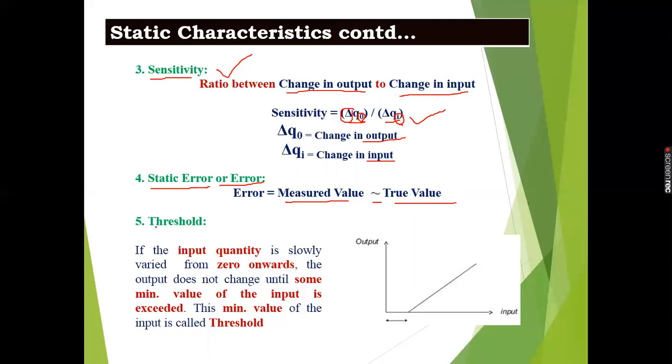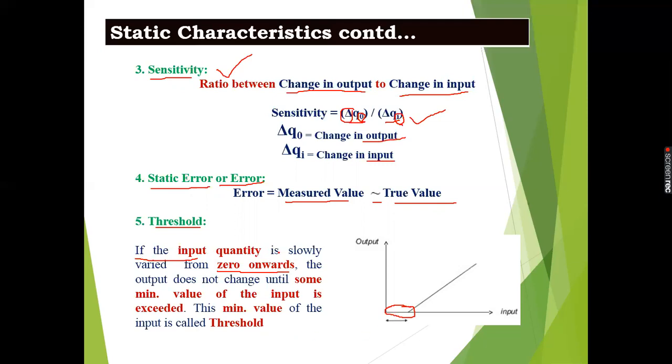Coming to the fifth one, threshold. It's a very important term in the static characteristics. What is meant by threshold? Whatever input we are giving to the instrument is slowly varying from 0 onwards. Normally, we give the input from the starting point, 0 onwards, to any instrument. Unless you apply a minimum value of input, we won't get output from that instrument. That minimum value is called threshold.